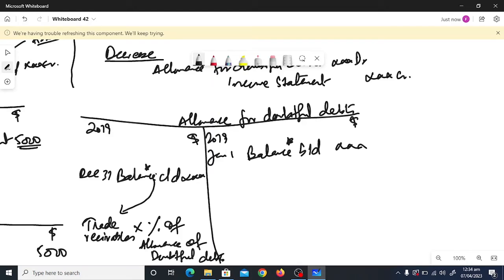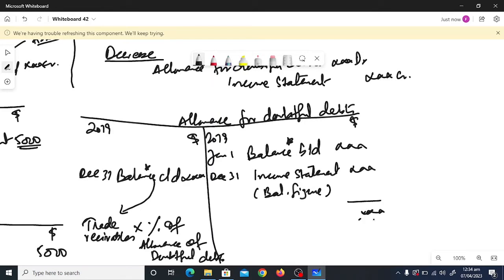Sometimes the students are very confused. They say there is no balance BD. So if there is no balance BD, just mark it 0. Balance CD on the debit side minus balance BD on the credit side. If I get a value on the credit side, it is an increase. So income statement becomes your balancing figure. You deduct balance BD from balance CD, and your income statement becomes your balancing figure.